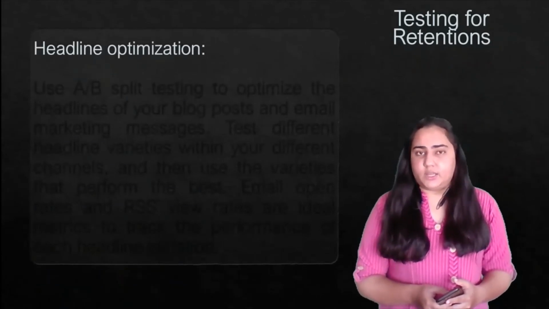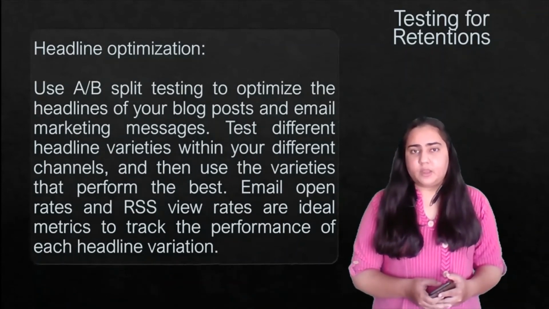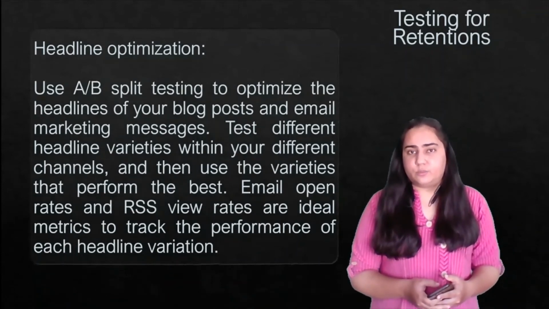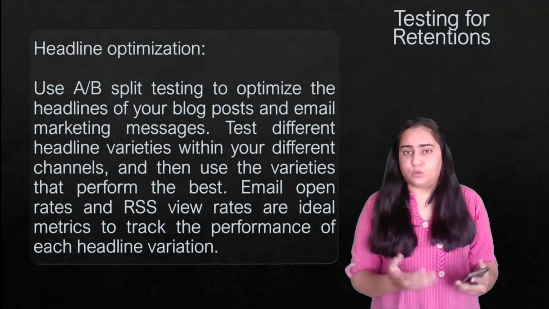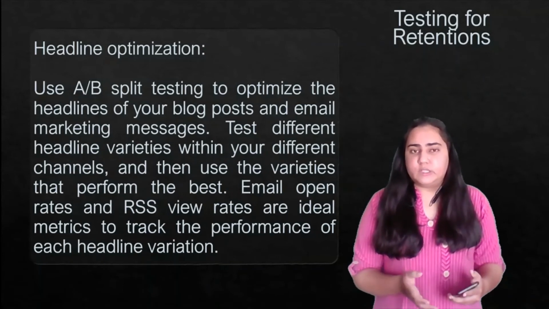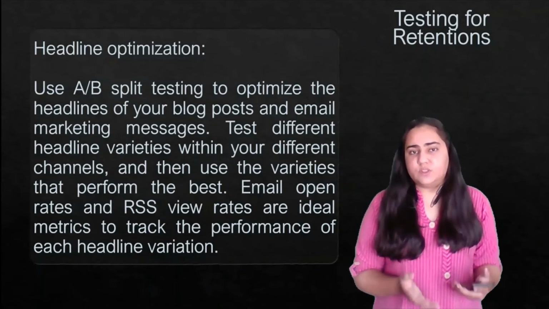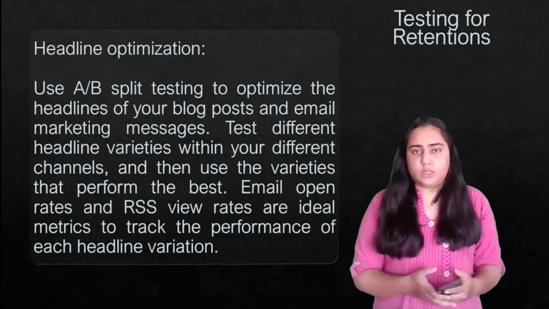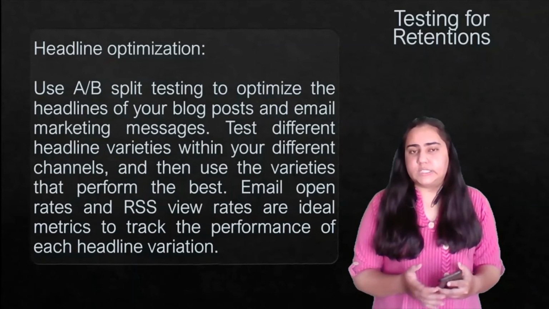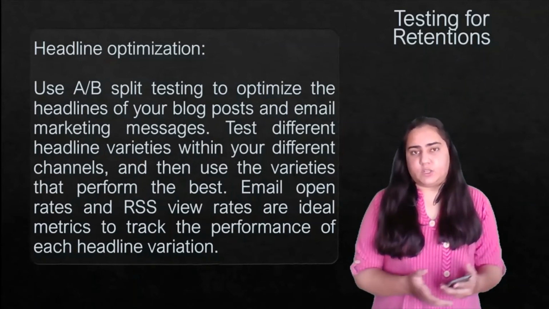Number one is headline optimization. You can use A/B split testing to optimize the headlines of your blog posts and email marketing messages in such a way that users would like to open them. Test different headline varieties within your different channels and then use the varieties that perform the best. Email open rates and RSS view rates are ideal metrics to track the performance of each headline variation.